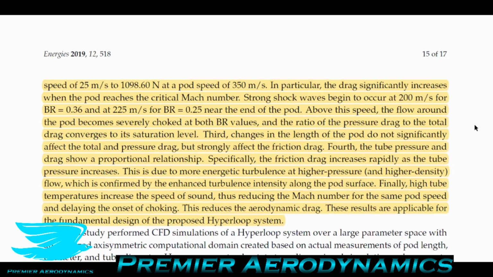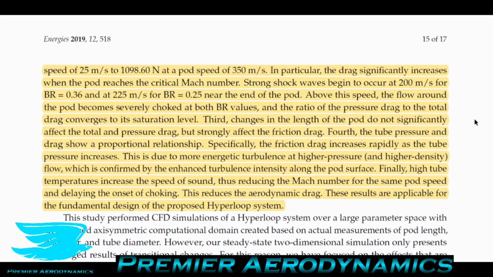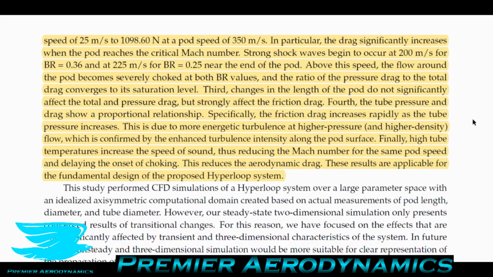In particular, the drag significantly increases when the pod reaches the critical Mach number. Strong shock waves begin to occur at 200 meters per second for blockage ratios of 0.36, and at 225 meters per second for blockage ratios of 0.25 near the end of the pod. Above this speed, the flow around the pod becomes severely choked at both blockage ratio values, and the ratio of the pressure drag to the total drag converges to its saturation level.